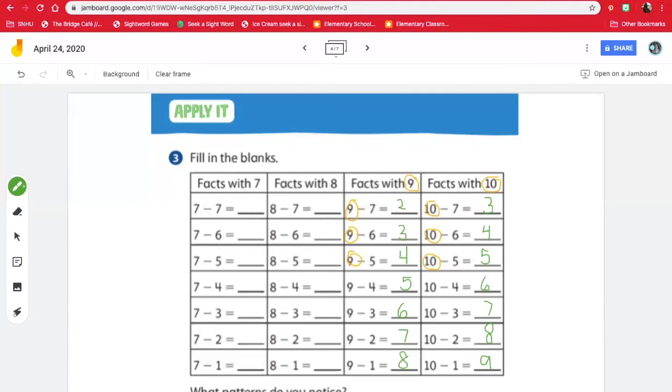So what patterns do we notice? Well, you can tell that facts with 9 start with a 9. When you get to the second addend, if you look at the table, they decrease by 1, they're 1 less. And if you look at the answers and you go down, they increase by 1, so they're 1 more.